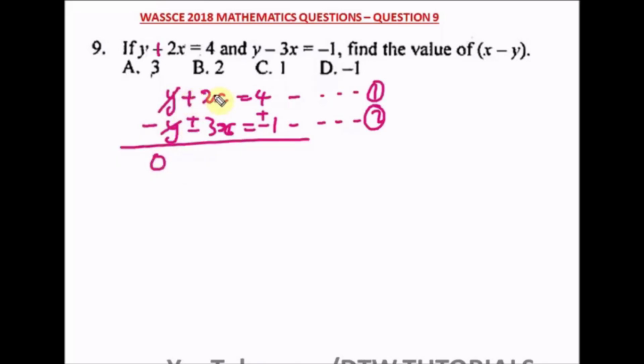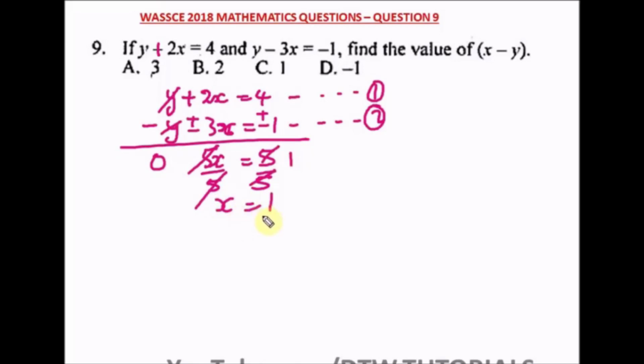So we have here plus 2x plus 3x will give us 5x, equal to 4 plus 1, which will give us 5. So to get our x, we divide both sides by 5. The 5 will cancel here, and we have x is equal to 5 over 5, which cancels as 1, and we have x is equal to 1.